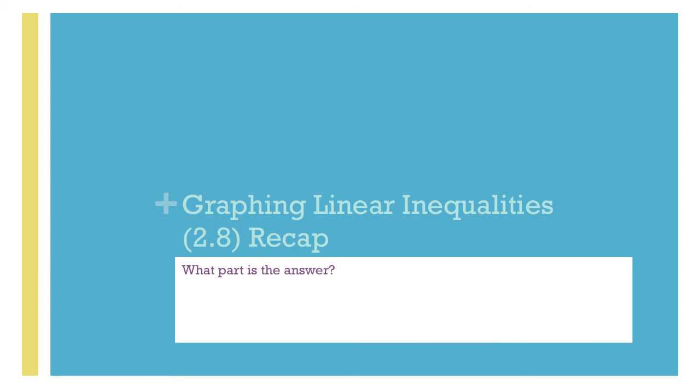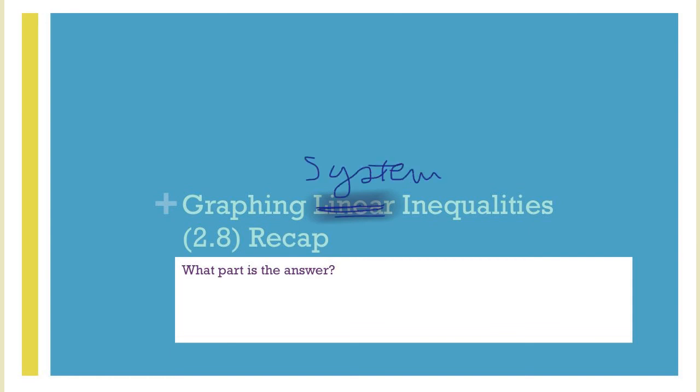So what part is the answer? On inequalities, it's the shaded part. So when you're doing systems, this one should say systems, not 2.8. I will write on it and fix it. It should say graphing systems of inequalities 3.1, and the answer is where they overlap. The answer on 2.8 would be just the shaded part. The answer on 3.1 when we're doing systems is where the two shadings overlap.